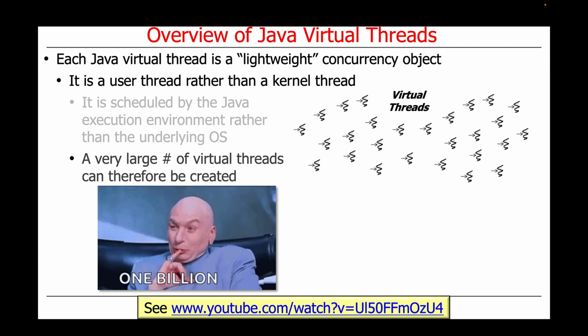As a consequence of this, a very large number of virtual threads can be created. You can have millions and millions of virtual threads. In contrast, trying to spawn and run millions and millions of Java platform threads is prohibitively expensive on all but the most resource-capable operating system and hardware platforms.